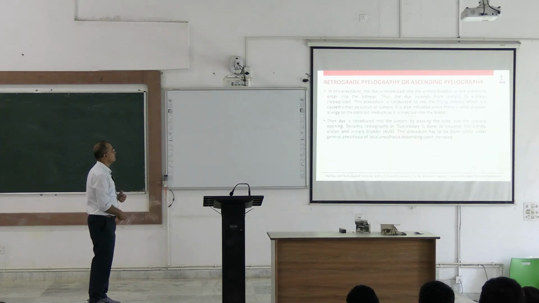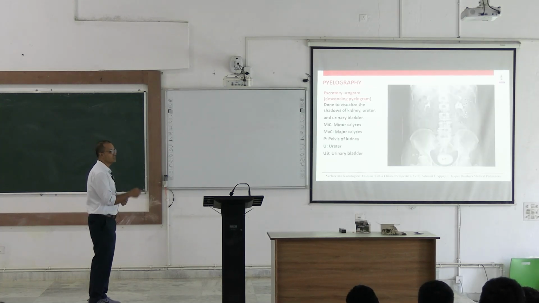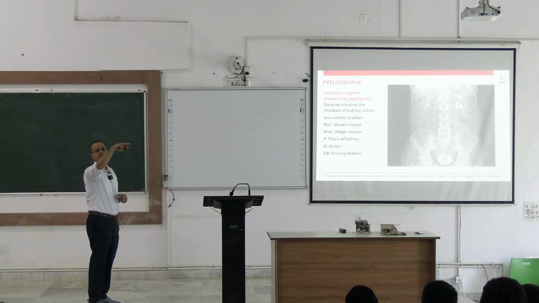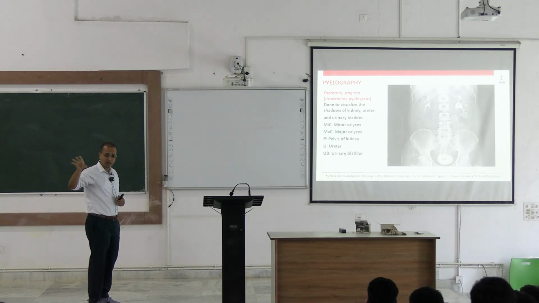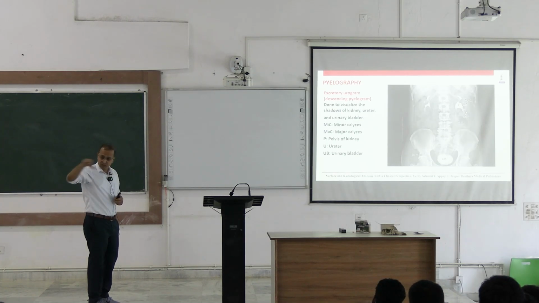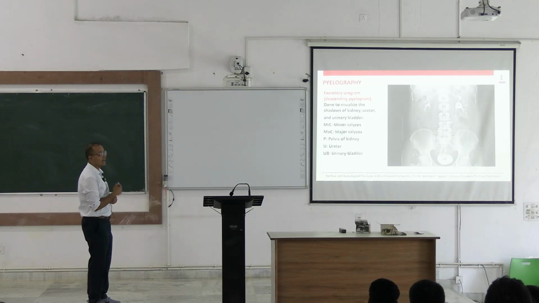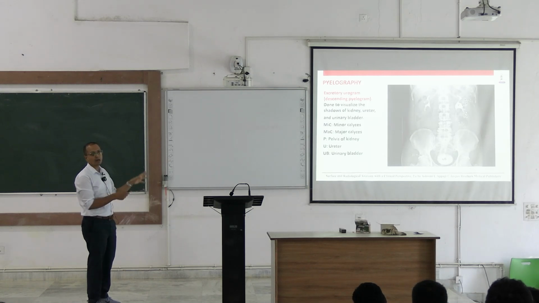This visualizes the kidney with the calyceal system. How does that work? The dye goes into the vein, is filtered through the filtration process of the kidney through Bowman's capsule, capillaries and so on, and is excreted out. Then it enters the calyces, minor calyx, major calyx, pelvis, ureter, and drops into the urinary bladder, and the whole picture can be captured.